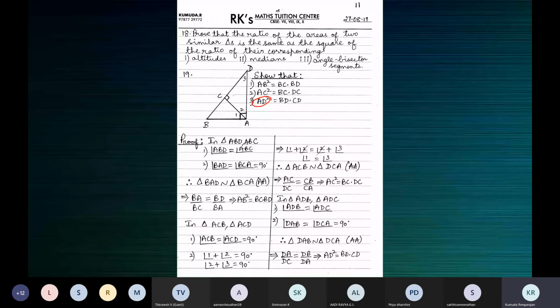Yes, ma'am. Yes, now you should tell me. And this one I told you earlier. I told you about this one. We're comparing the results. We have angle 1 is equal to angle 3. Angle 1 of this triangle is equal to angle 3 of this triangle. And then 90 degrees. So AA similarity.